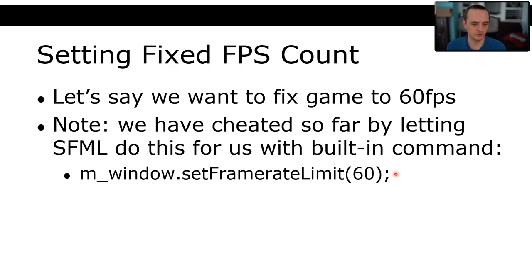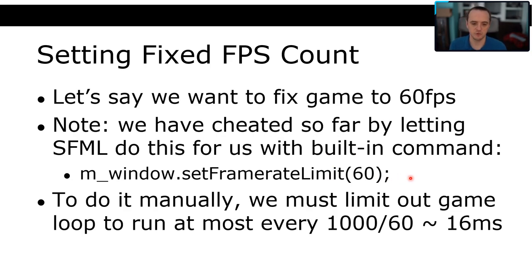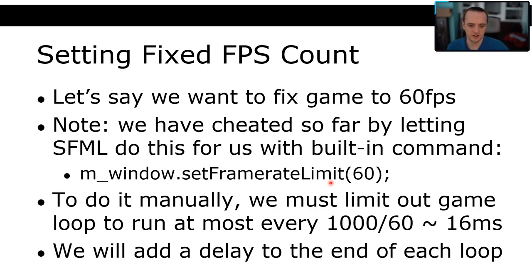All we can ever do in any game engine, for any computer, for any hardware, is set a maximum. We cannot set a minimum. It's impossible, because if your code is just terribly inefficient and really slow, and it takes a second or more to do your frame updates, you can't run at 60 frames a second, right? So what this does is it says, do not run any faster than 60 frames per second. If we want to do this manually, instead of just cheating and calling the SFML version, we must limit our game loop to run at most 16 milliseconds per frame, okay? And what we're going to do to accomplish this is add a delay to the end of the game loop. And so what does that look like?